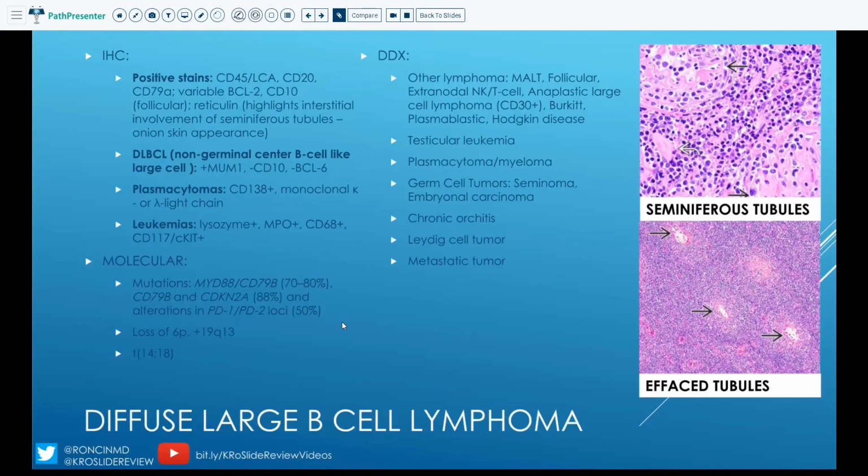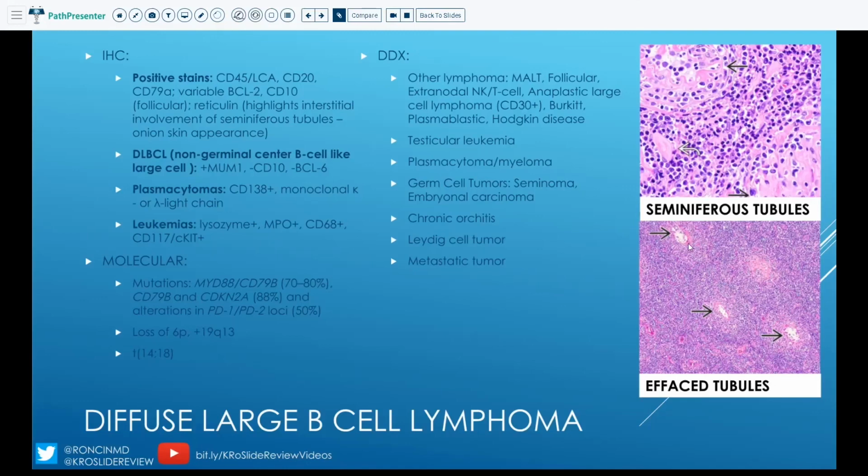So your differential includes all the lymphomas that we were listing before. You'd want to think about your testicular leukemia with regards to diffuse large B-cell lymphoma, as well as plasmacytoma, myeloma. You'd want to think about your other germ cell tumors, particularly seminoma because of the involvement of lymphocytes with seminoma, chronic orchitis, again, Leydig cell tumor, and metastatic tumor.